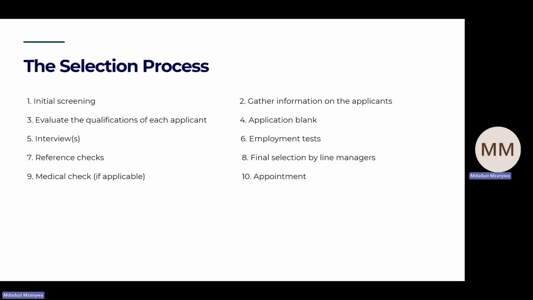And the selection process starts with initial screening, which is basically shortlisting and cutting down from the big number to few candidates. And then you gather information on those that will be interviewed, and then you evaluate. This is you cutting down. So from here up to four, it's you cutting down, trying to decide who stays, who leaves, and who goes through to the next step. So the next step would be the interviews, different interviews.